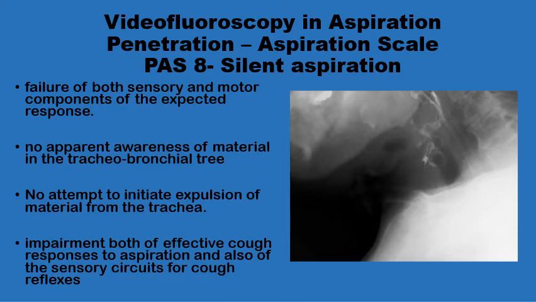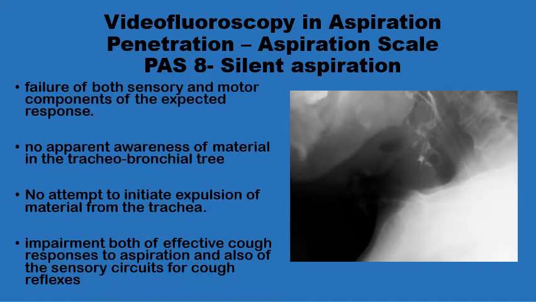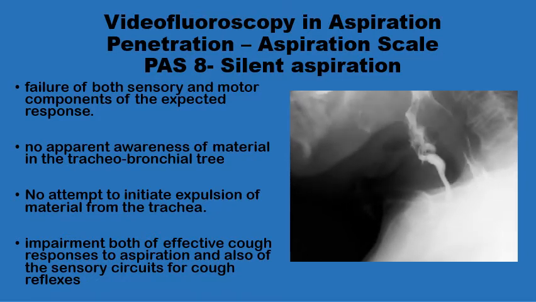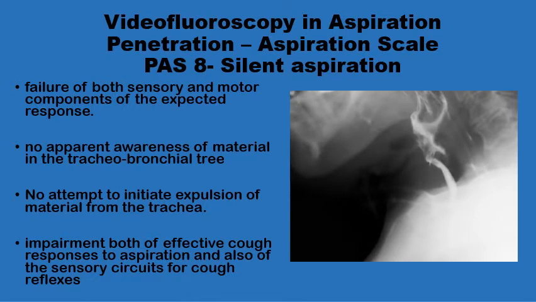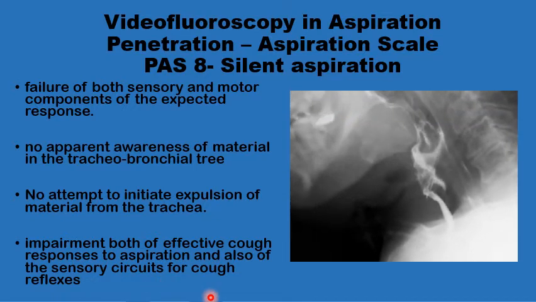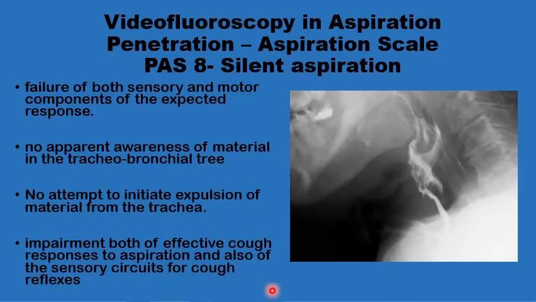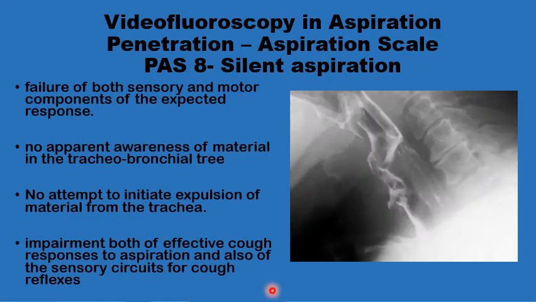The aspirate material passes through the larynx, the vocal fold levels, into the trachea. It's not sensed in the trachea, and there is no attempt at coughing it, and it passes directly into the airway. You see the aspirate material going directly through the trachea into the airway with no attempts at coughing. Then we know that there is an impairment of both the sensory and the motor arcs of the cough reflex.